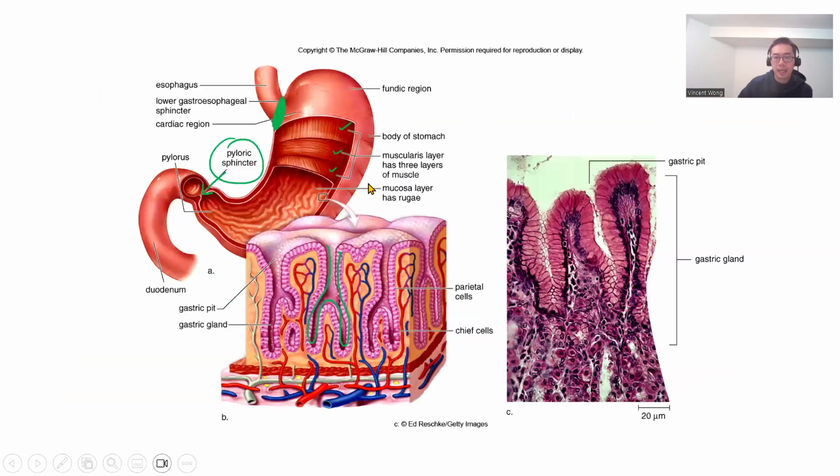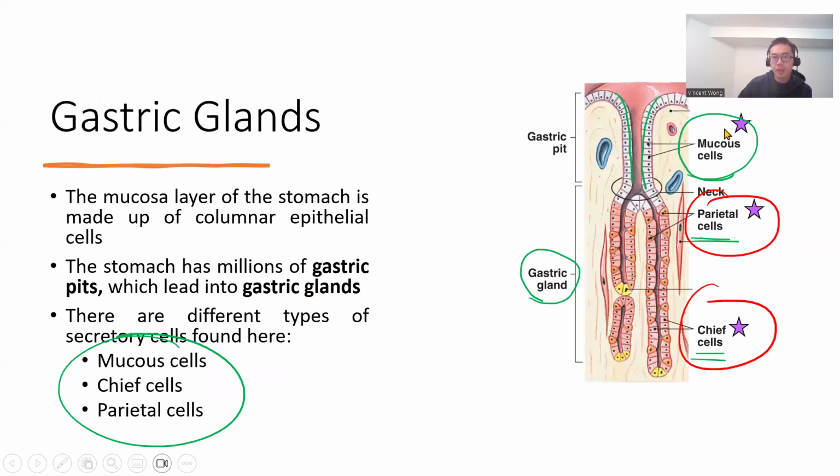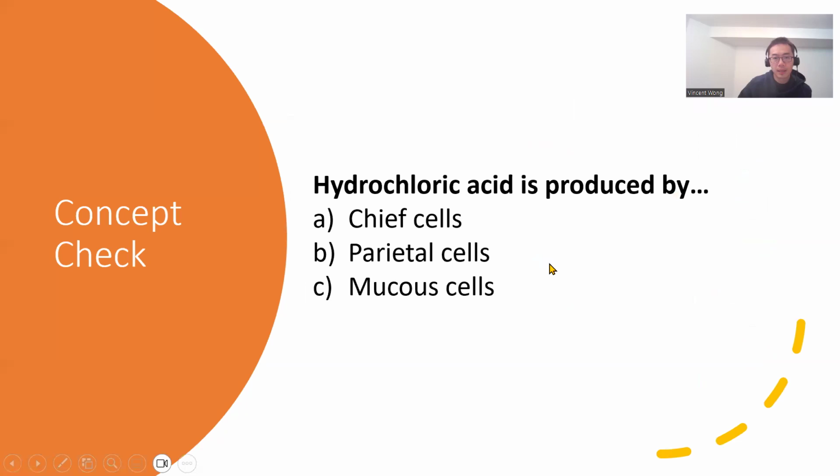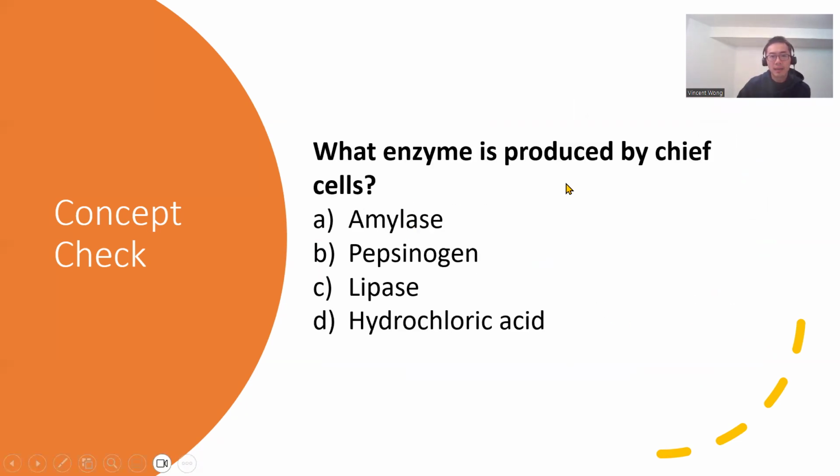So, just to recap, mucus cells make the mucus to protect the stomach lining. Parietal cells make the HCl and the intrinsic factor. And the chief cells make the pepsinogen for protein digestion. Okay, so the answer is parietal cells. You should do these on your own later on, okay? I'm just going through them. What enzyme is produced by the chief cells? Okay, pepsinogen.